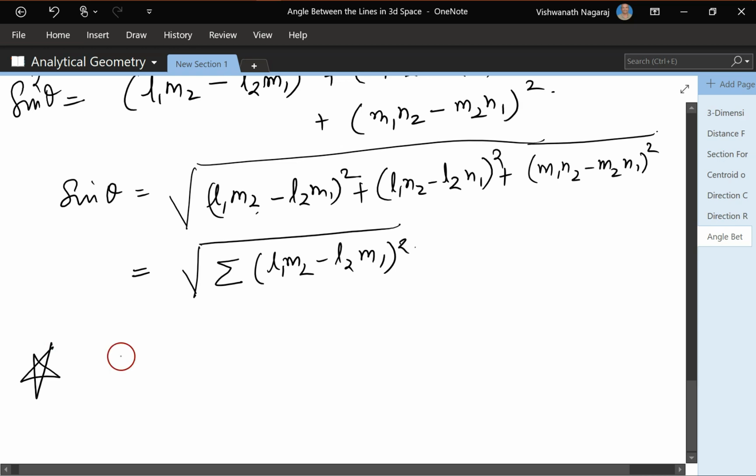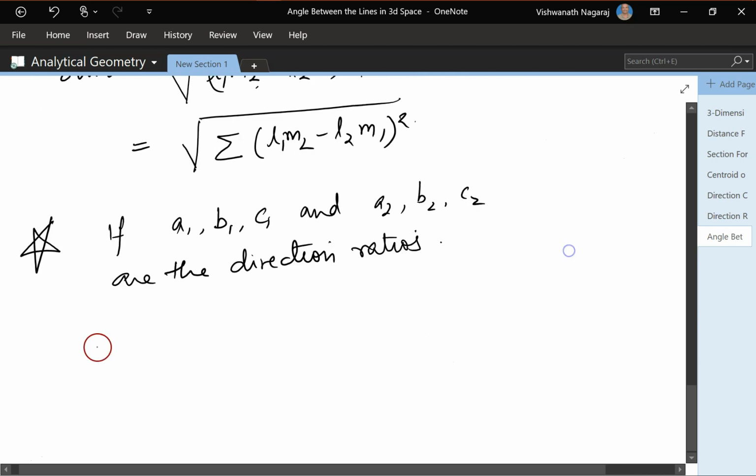Now let's look at it in terms of direction ratios. If A1, B1, C1 and A2, B2, C2 are the direction ratios, then we know L1 is equal to A1 by square root of A1 square plus B1 square plus C1 square.